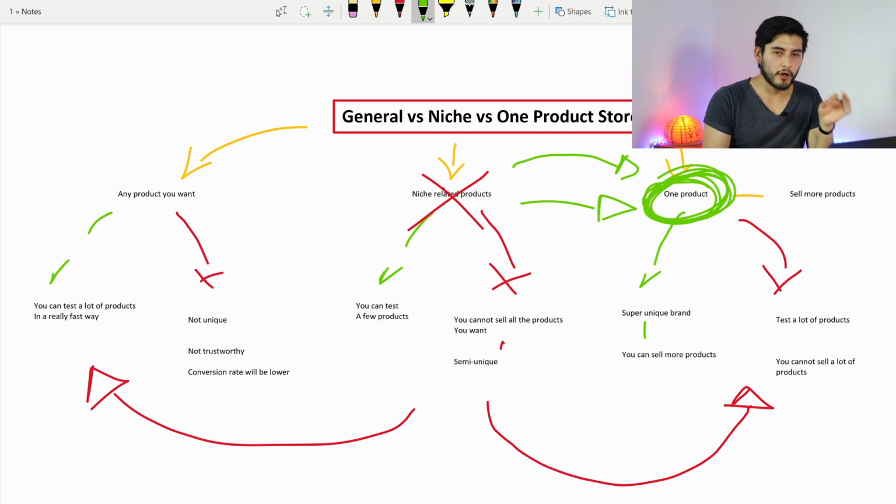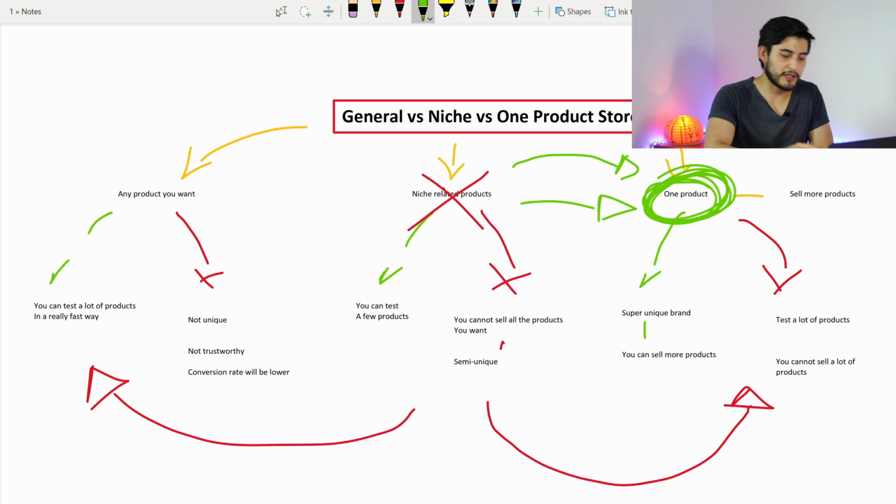You don't need to sell hundreds of products like with a niche store. You just need to sell a few products, a handful of products in your one product store. And again, this will allow you to have a super solid brand, and this will allow you to create a business that you can sell after a couple of months or after a couple of years for hundreds of thousands of dollars or even millions of dollars. So that is the power of creating a one product store.